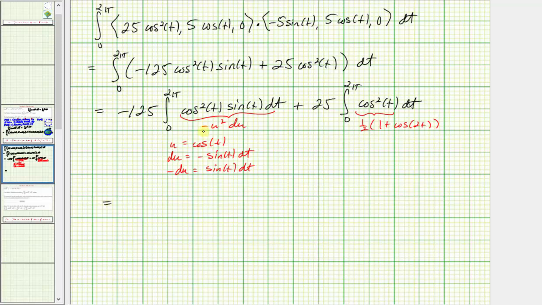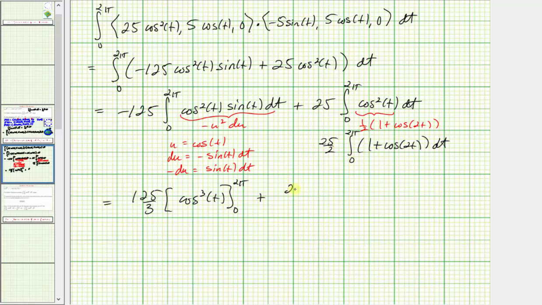Integrating here with respect to u, we'd have negative u to the third divided by 3, or negative 1/3 times u to the third. So that ended up being 125 thirds. And u to the third is really cosine cubed t. Plus, and for this integral here, let's rewrite this as 25 halves times the integral from 0 to 2 pi of 1 plus cosine 2t dt.